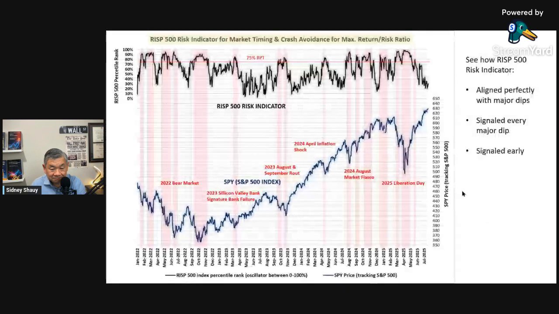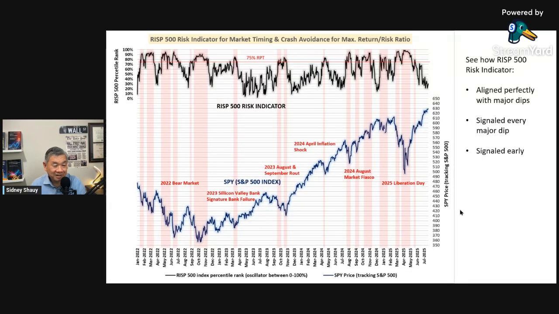Okay, so let's now compare the VRP with the RISP 500 indicator. Let's see how good they are at predicting and helping investors navigate the market.